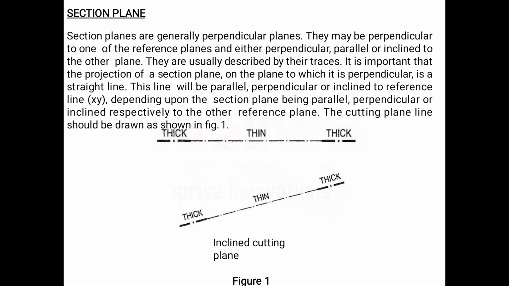Section planes are generally perpendicular planes. They may be perpendicular to one of the reference planes and either perpendicular, parallel, or inclined to the other plane. They are usually described by their traces. It is important that the projection of a section plane on the plane to which it is perpendicular is a straight line. This line will be parallel, perpendicular, or inclined to the reference line depending upon the section plane being parallel, perpendicular, or inclined respectively to the other reference plane. The cutting plane line should be drawn as below.